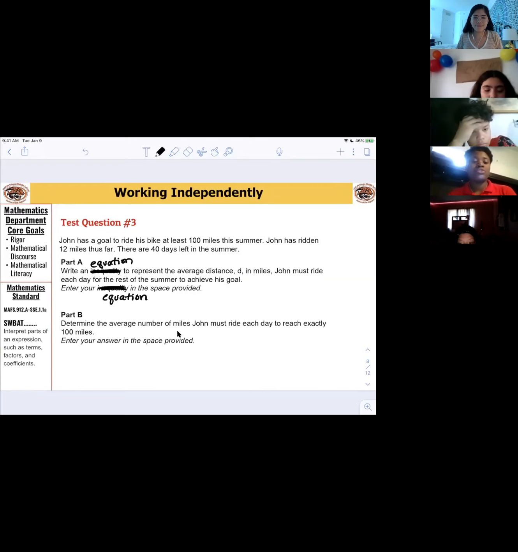John has a goal to ride his bike at least 100 miles this summer. John has ridden 12 miles thus far. There are 40 days left in the summer. Good. Who would like to read part A? Write an equation to represent the average distance d in miles John must ride each day for the rest of the summer to achieve his goal. Enter your equation in the space provided.